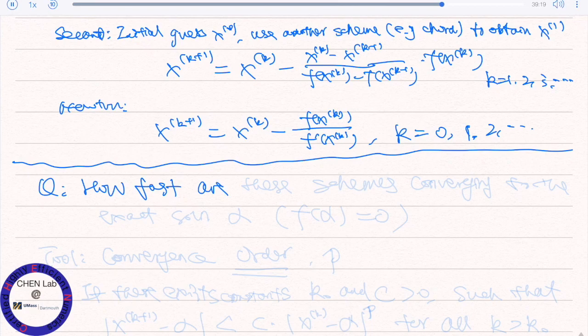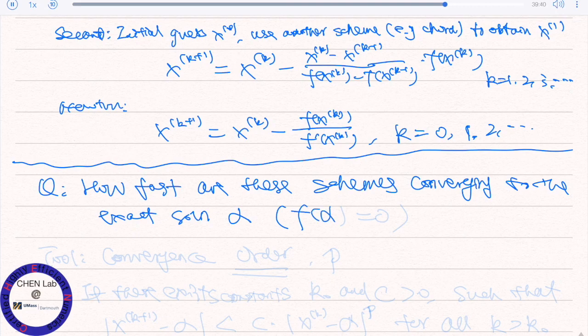How fast are these schemes converging to the exact solution, alpha? For this period, we're using alpha to denote the exact solution. Alpha is a solution to f of x equals 0, so it means you plug in alpha, you get 0. So there's a quantity, and the tool here to study is the convergence order.